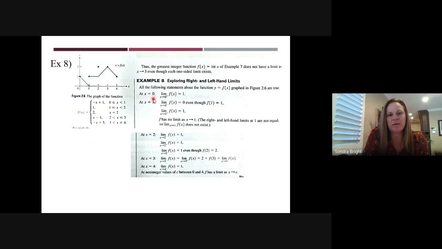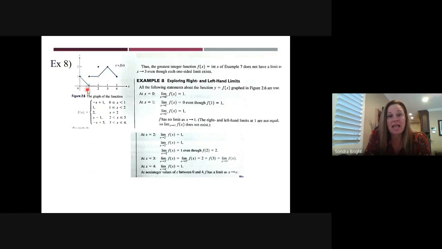At x equals 0, what is the limit as x approaches 0 from the right? So here's where x is 0. And if you're approaching from the right, you're on this little branch here. What's the y value? It's 1. So that's a true statement. Notice they don't ask you as x approaches from the left because the function's not defined there. So there's nothing, no graph to the left of it. So we wouldn't ever ask you that.